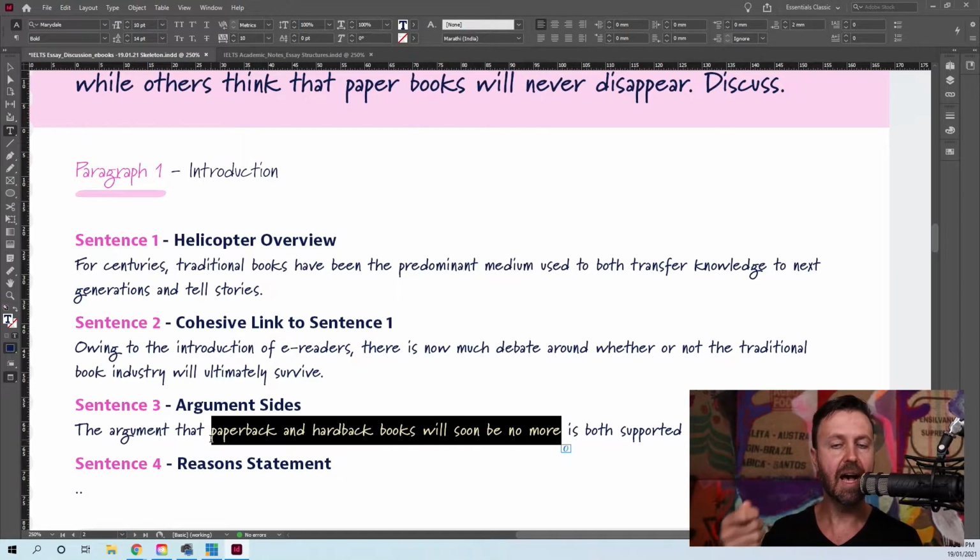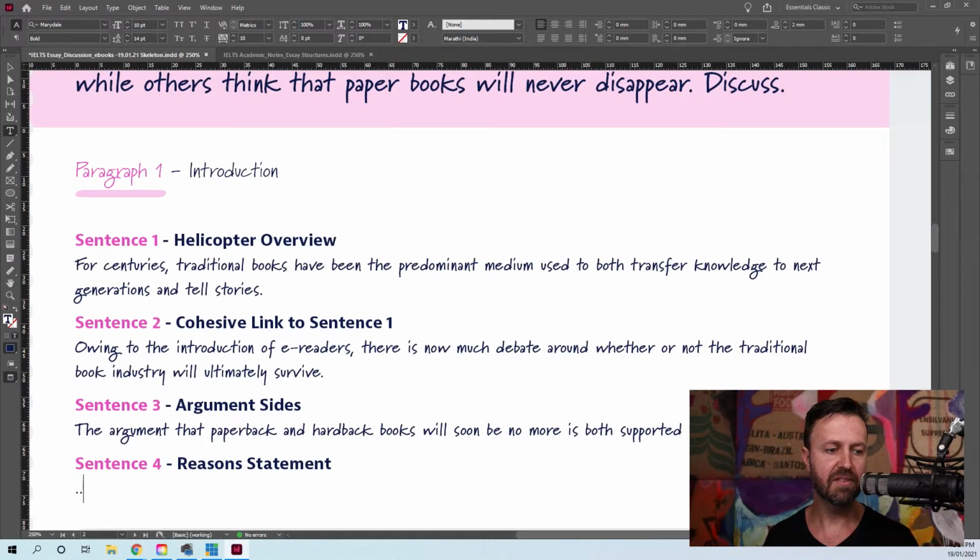But what we're saying here is the argument that paperback and hardback books will soon be no more is both supported and refuted by many. Cool. And then we're going to give our reasons statement here, and our reasons statement is a very, very short one. We're going to say both arguments will be analyzed here. Cool. And that's it. Done.